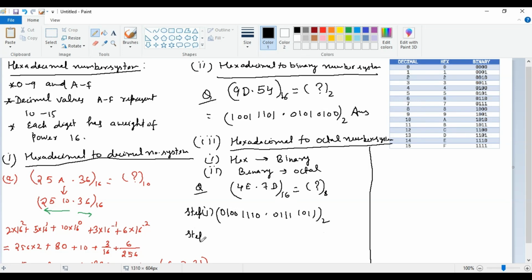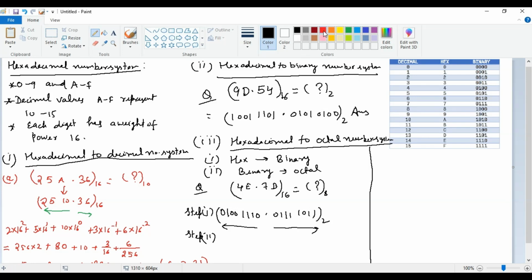Now what will be step 2? Step 2 is very simple. You have to convert this binary number to an octal number. How to convert binary to octal, we discussed in the previous video. So you have to form groups of 3 bits. When we form groups of 3 bits, we will move in this direction for the integer part, and for the fractional part we will move in this direction.